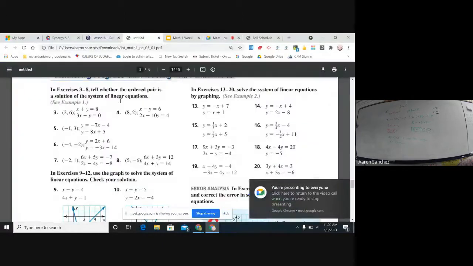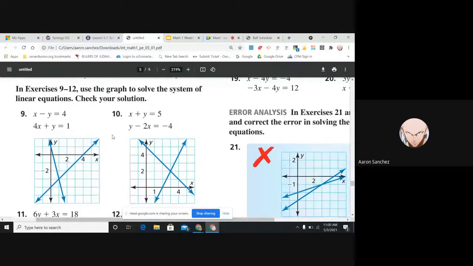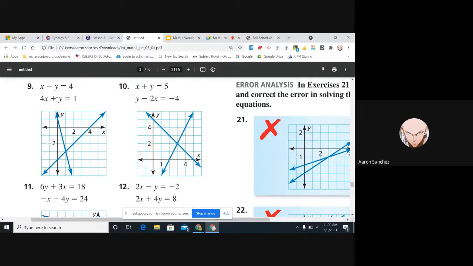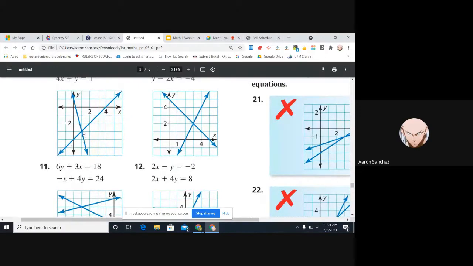Number 9. Okay, use the graph. If you know your graphs, you're good. Use the graph to solve the system of linear equations. Well, this line is this one here, and this line is this one here. It doesn't matter. What is my system of equations? I feel like I should put this on the board. Let me put it on the board. Okay, right here.